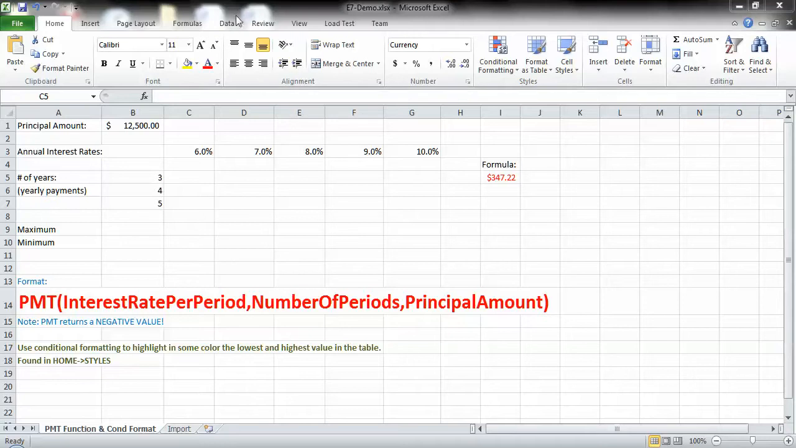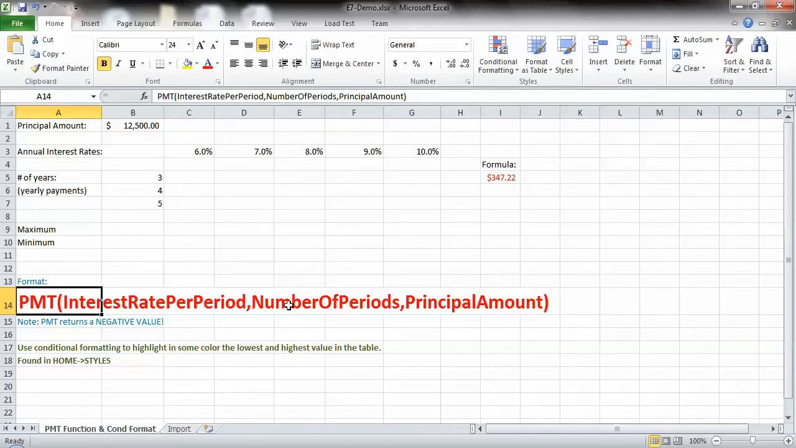Today I'm going to show you a new type of function which we use to calculate payments based on interest rates and the number of years or periods that you're using to pay off a loan or some value at that rate. That's done by using the PMT function, which is the format given right here.